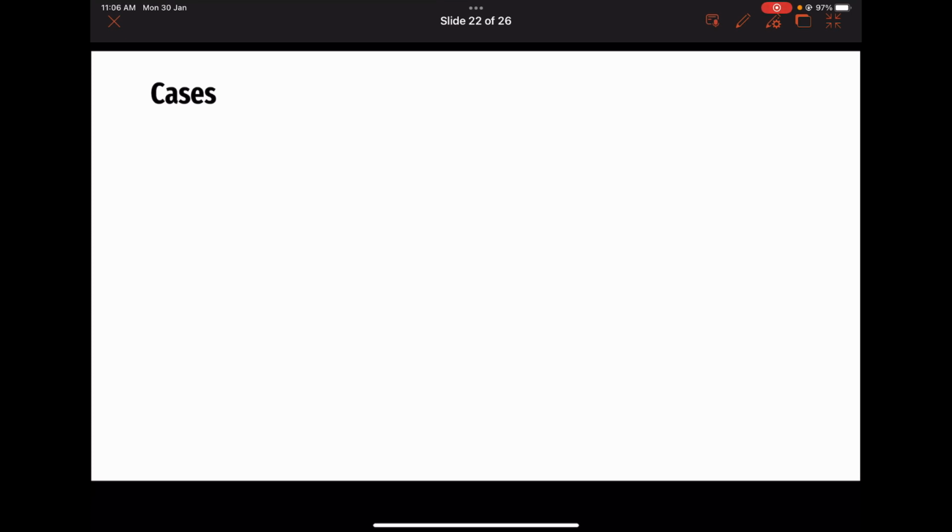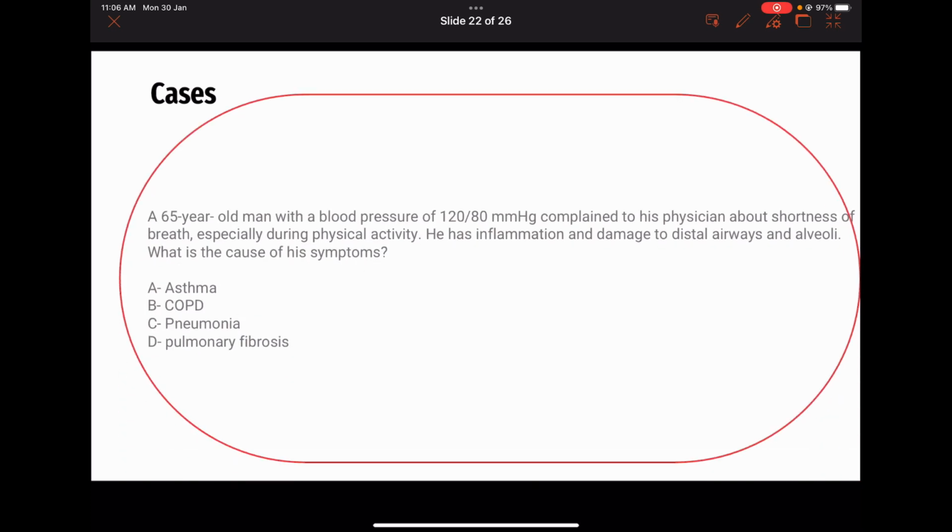Okay, now we move to the cases. The first case: a 65-year-old man with a blood pressure of 120 over 80 complained to his physician about shortness of breath, especially during physical activity. He has inflammation and damage to the distal airway and alveoli. What is the cause of his symptoms? Asthma, COPD, pneumonia, or pulmonary fibrosis? COPD, because these are all symptoms of COPD.